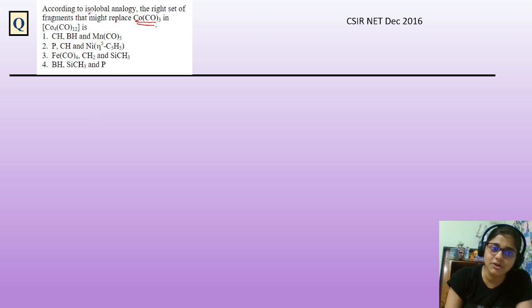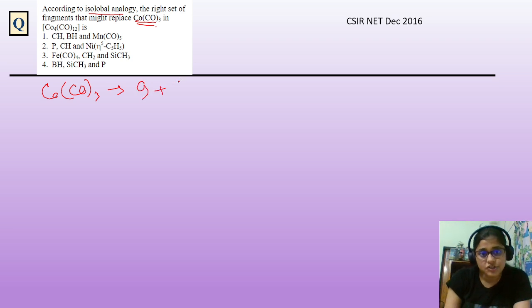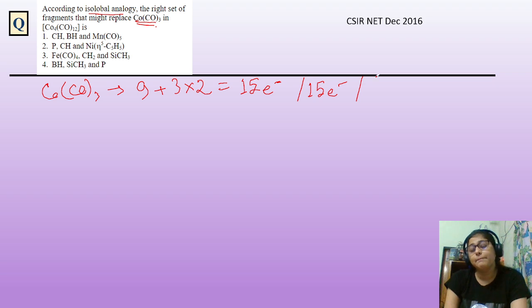And the isolobal analogy is also written here. We don't have to think about anything here. We just have to find the right set. For that we first calculate the TEC for this. Co(CO)3: cobalt is d7, so 9 plus 3 into 2, which is 6, gives 15 electrons. It will be isolobal with, because transition metals are also in the options, a 15-electron species, or if a main group element is given, then 5 electrons. This is fine.